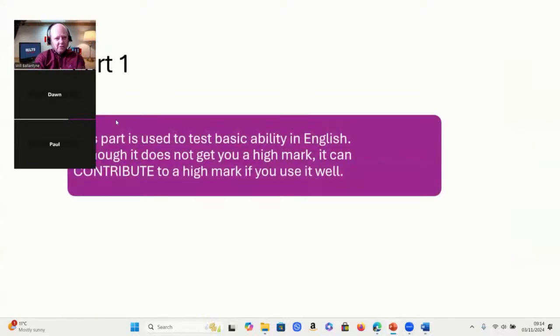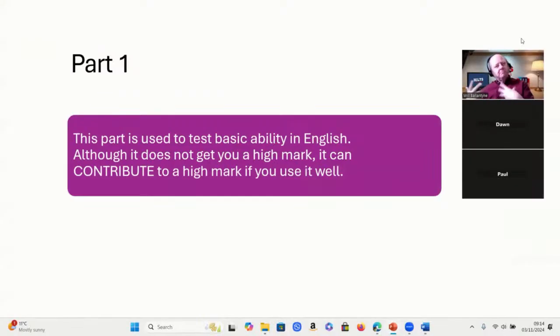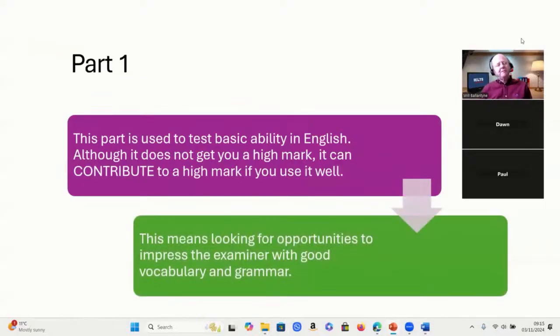So they're testing your basic ability in English in part one, but you want to show him: basic, no problem, I can do higher. Although it doesn't get you a high mark, this can contribute to your high mark because it starts you off on a high note, so to speak. So you look for opportunities in part one. It's fairly simple, but you want to exploit this and use it to your advantage. And that means particularly the vocabulary and grammar.